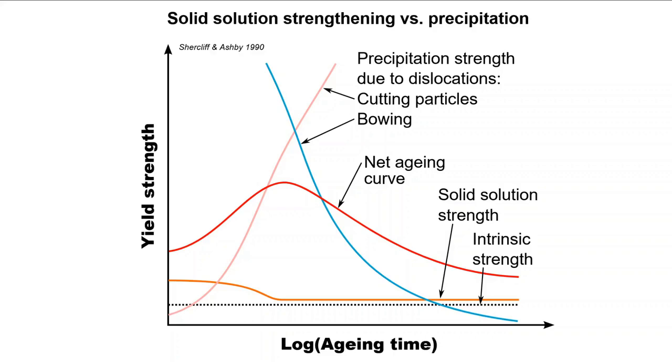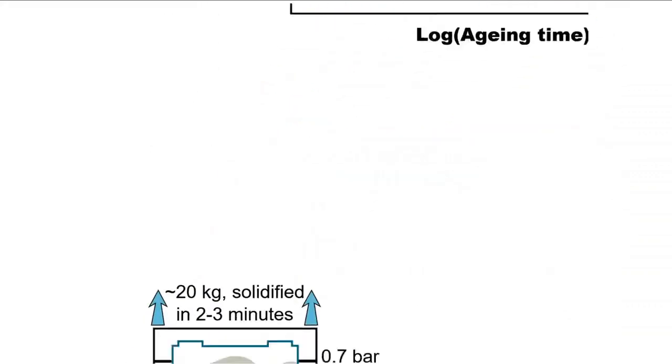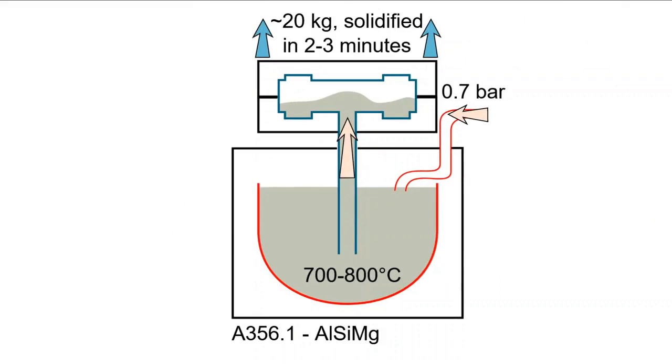Let's look at this in practice for a specific alloy system. One way to make aluminium castings is with low-pressure die casting. Low-pressure die casting is a cost-efficient way of making large components quickly. The way this process works is that a reservoir of molten metal is pressurized pneumatically and pushes metal through a sprue into a die. When filled, the feed is stopped and active chilling takes over. In about 2 or 3 minutes, around 20 kilograms of alloy will solidify. Once this happens, the die splits and the part is ejected.